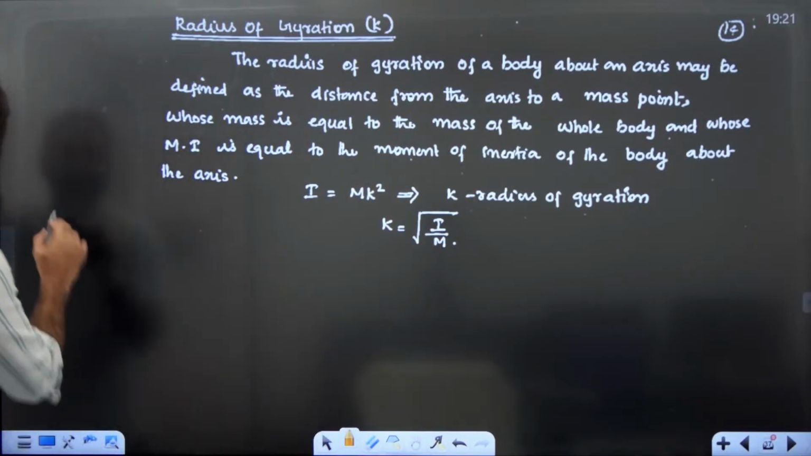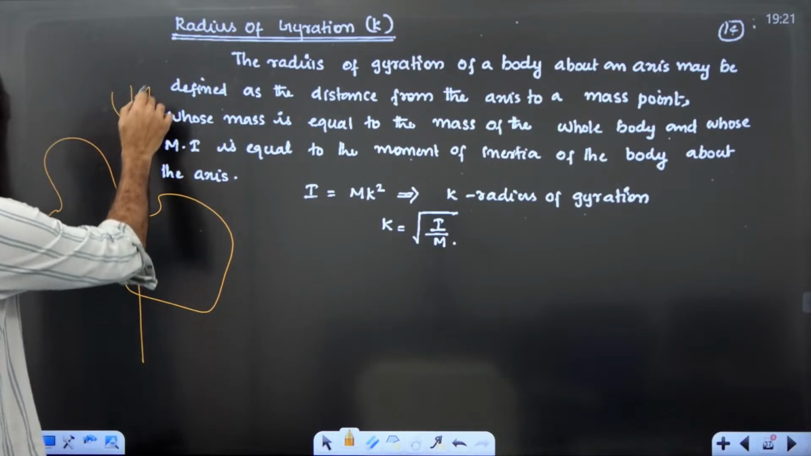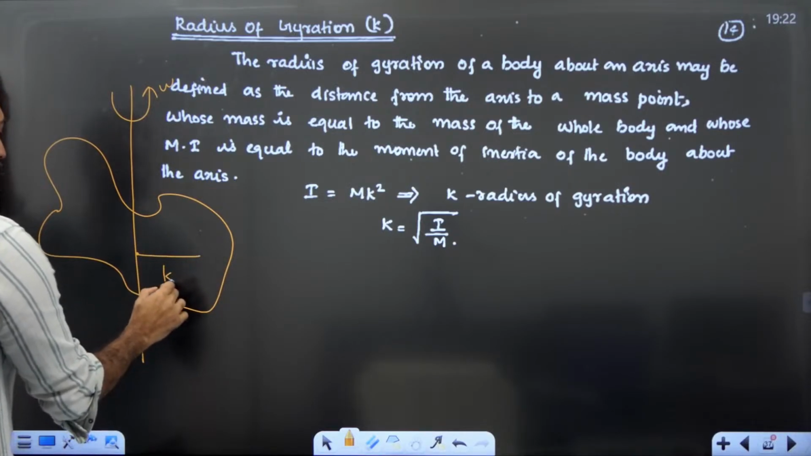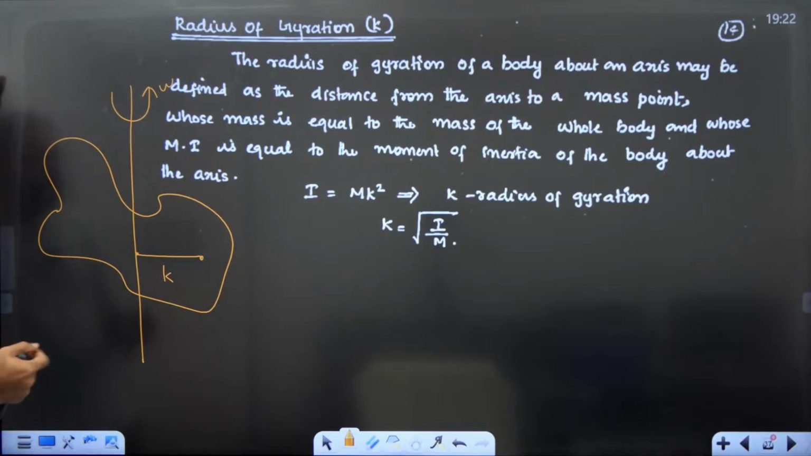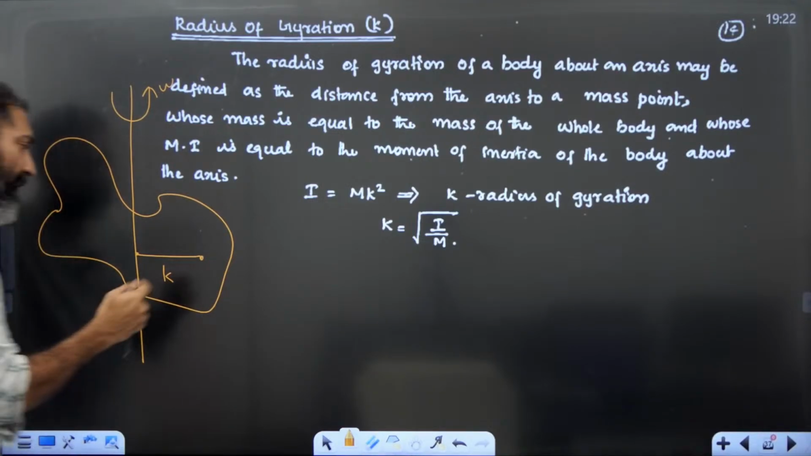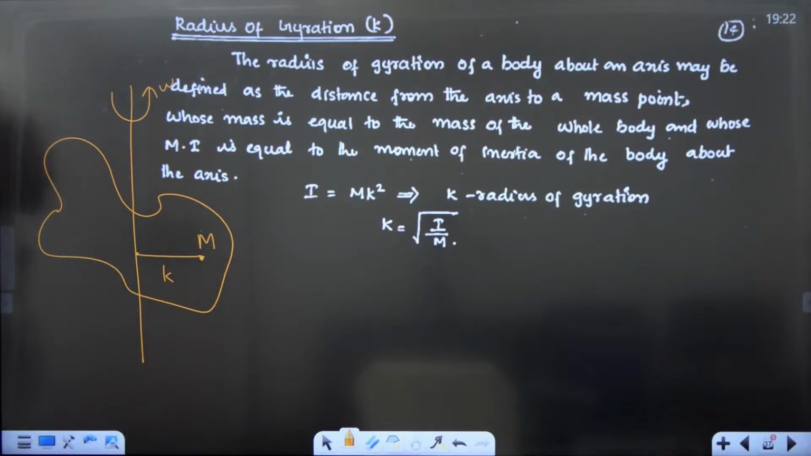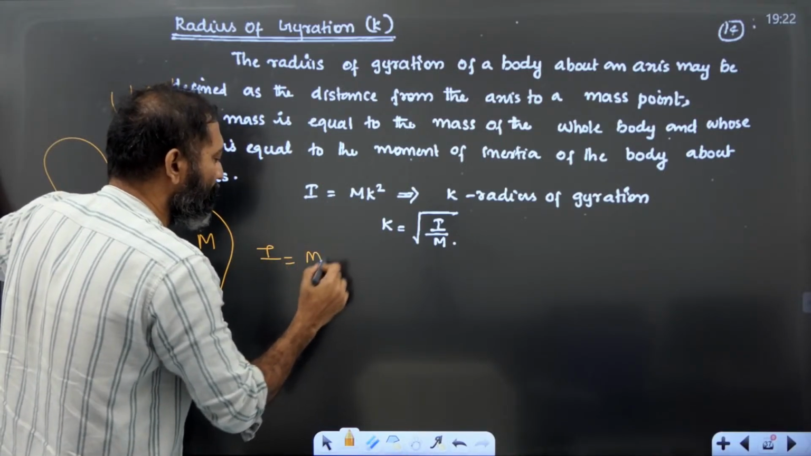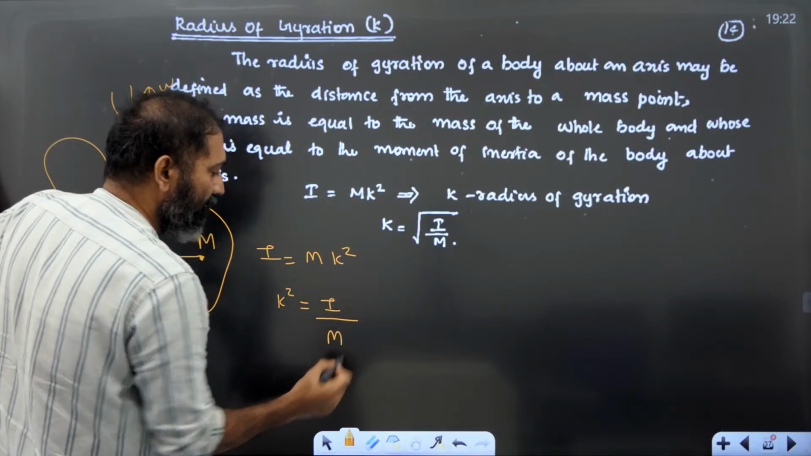Suppose a rigid body is rotating about an axis with angular velocity omega. Suppose this distance is the radius of gyration. If I want to call this distance the radius of gyration, then this point should have the mass of the whole body. So I is equal to MK square. K square equals what? I by M.